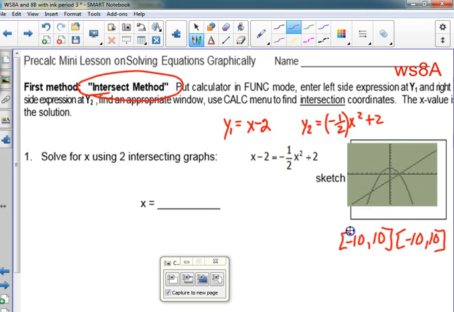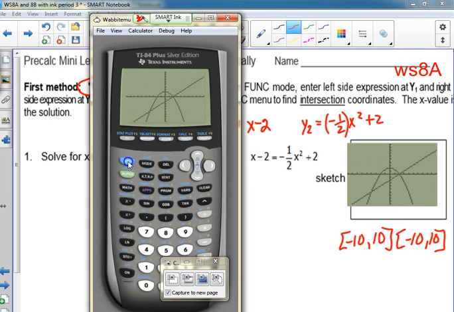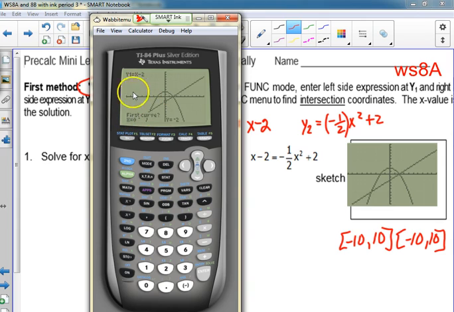This method, we're trying to find where they intersect. So if we go back to the calculator, we do second trace, choose 5 for intersection. We can just hit enter because it says, is this the first curve? X minus 2. Yes, it is. Is this the second curve? Negative 1/2 x squared plus 2. Yes, it is. For guess, if you wanted to find the one over here, you need to be closer to that one. Okay. So this ordered pair over here is 2, 0.